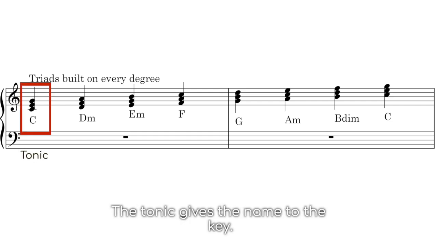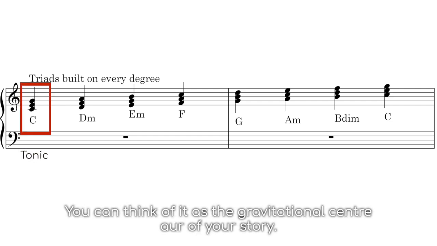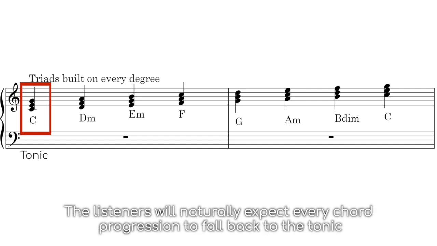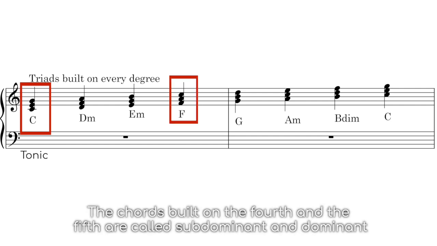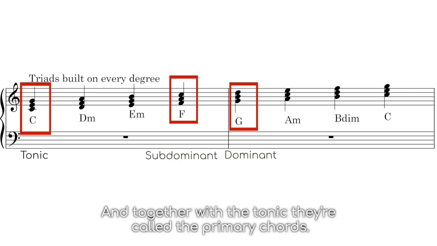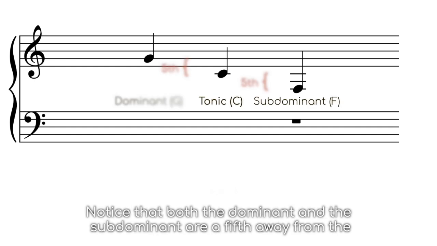The tonic gives the name to the key. You can think of it as the gravitational center of your story. The listeners will naturally expect every chord progression to fall back to the tonic. The chords built on the fourth and the fifth are called subdominant and dominant, and together with the tonic, they're called the primary chords. Notice that both the dominant and the subdominant are a fifth away from the tonic.